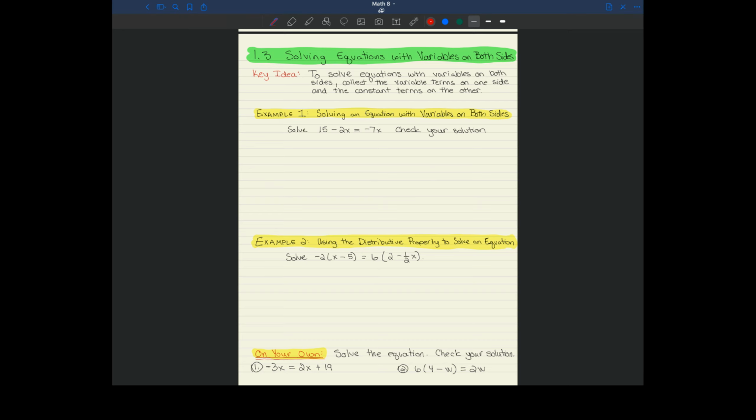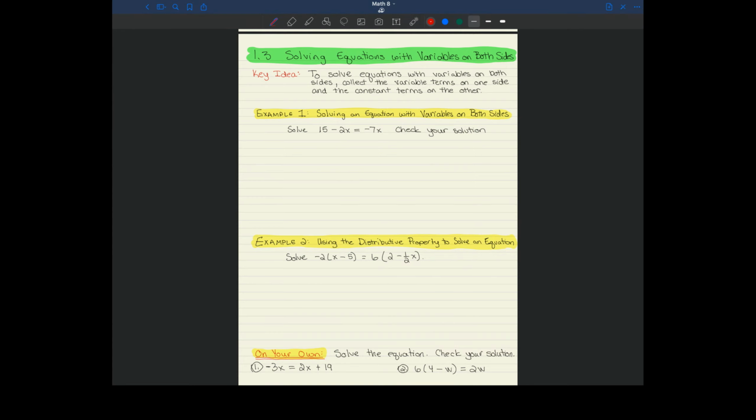All right, so we're going to look at section 1.3, solving equations with variables on both sides. And the key idea here is to be able to solve equations that have variables on both sides. In order to do that, we collect the variable terms on one side and the constant terms on the other. So let's look at this first example.